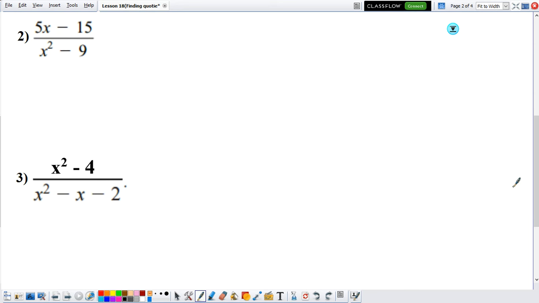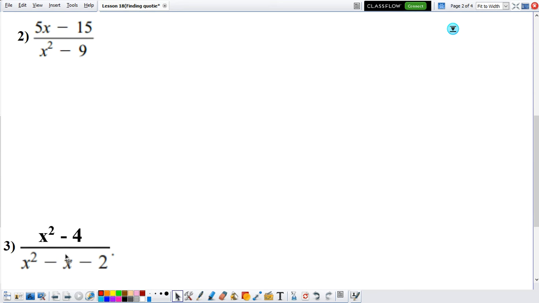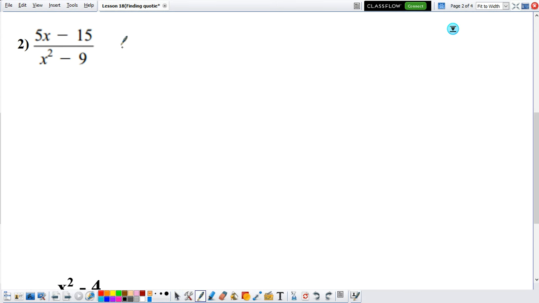Now, let's look at example 2 here. Example 2 is not in factor form. So again, I have to see if I can factor it out. Do the numerator first and then the denominator. Let's look at the numerator, 5x minus 15. Can I factor something out? I see that they have a number in common. The greatest common factor between 5 and 15 is 5. That's the greatest number that they have in common. So if I factor out a 5, what do I have left? I have an x minus 3. So that's good. We factored out the numerator.